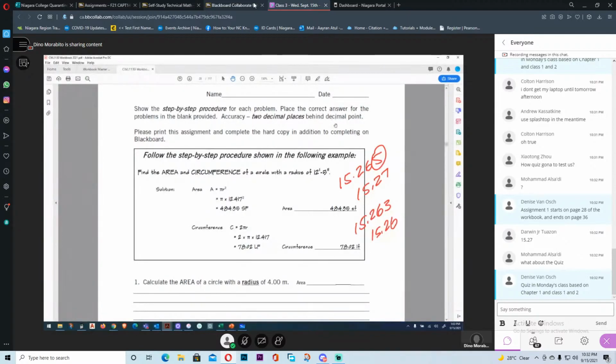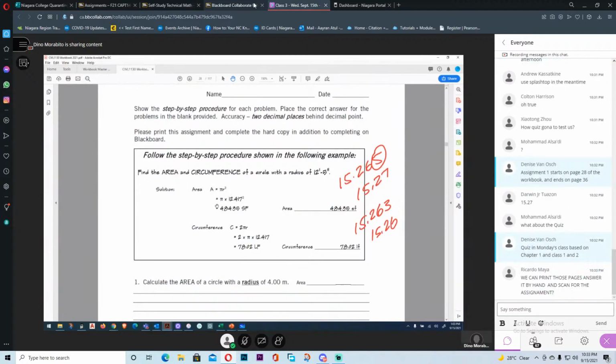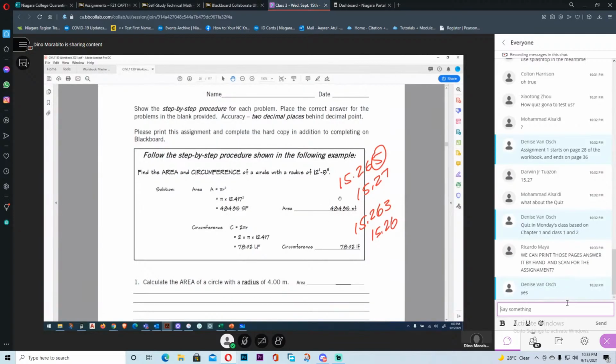Now, the solution, this is what we like to see. The question is, calculate the area. We'd like to see you tell us what the formula was so we know you picked the right formula. And now you converted it. Now you went ahead and put in the 12'5" into a number. You did the calculation and you filled in the final answer here. Okay, so that's what we're looking for.